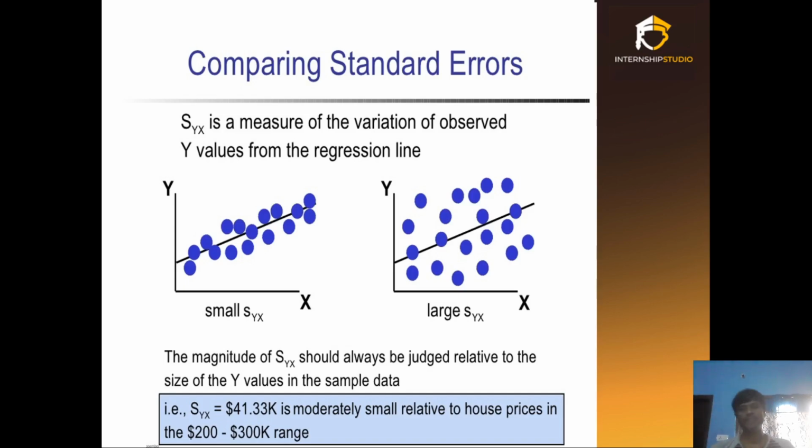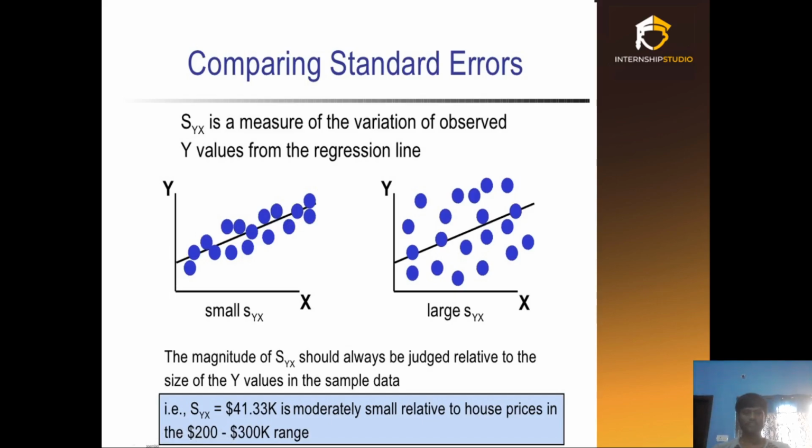And how are we going to compare the standard errors? As we were discussing, SYX is a measure of the variation of the observed y values from the regression line, right? You have a small SYX and a large SYX. If the variation is large, you can see the scatter, or there is no strong relationship between x and y. And if you see a small SYX, then the samples are closer to each other. So you can see there's a strong relationship existing between x and y.